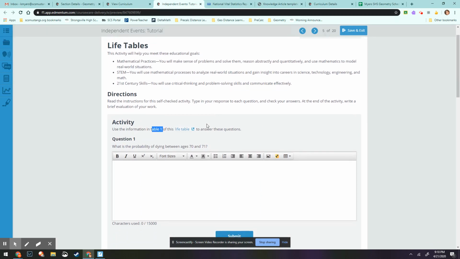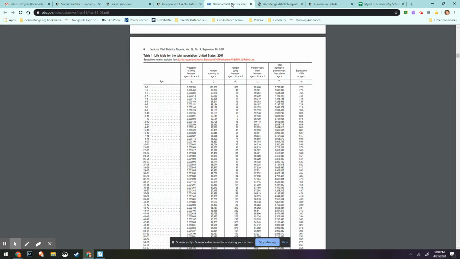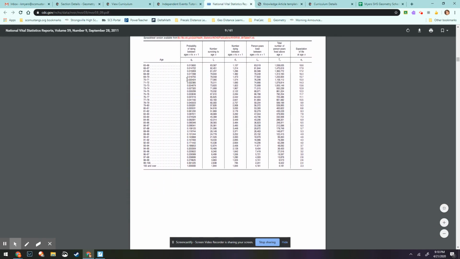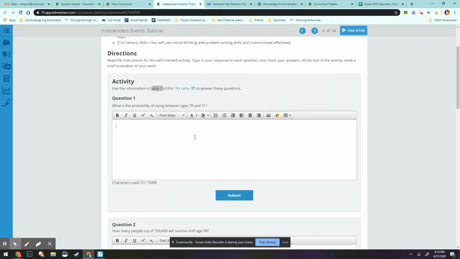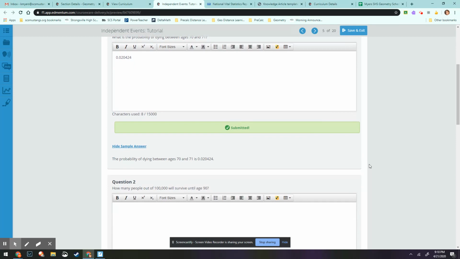So let's look at this. What is the probability of dying between ages 70 and 71? So we're going to come over here to 70 and 71. The probability of dying between 70 and 71 is this number right here, 0.020424. And remember, on these activities, we are able to check our answers. And yay, we got it right.